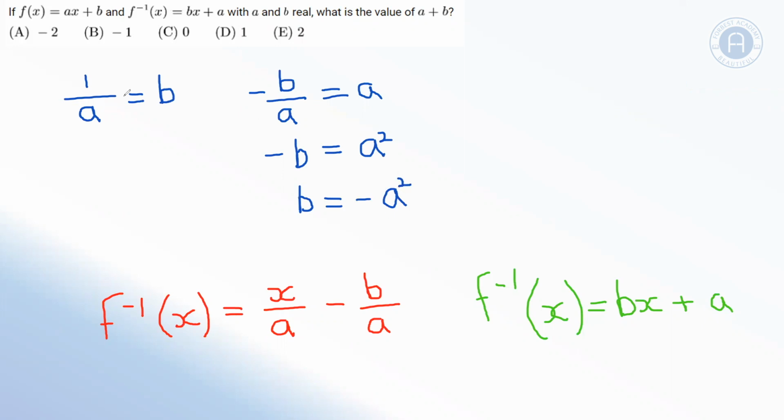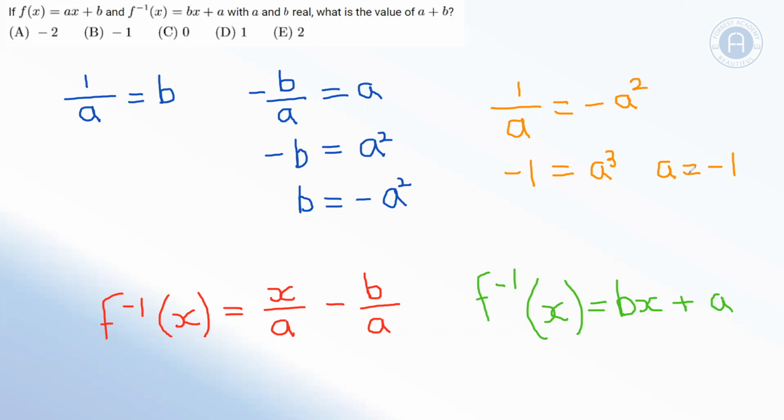Now, if I substitute that into my equation here, 1 over a equals b, we're going to get the equation 1 over a is equal to negative a squared. If we rearrange that, we'll get negative 1 is equal to a cubed. Therefore, a must equal negative 1.